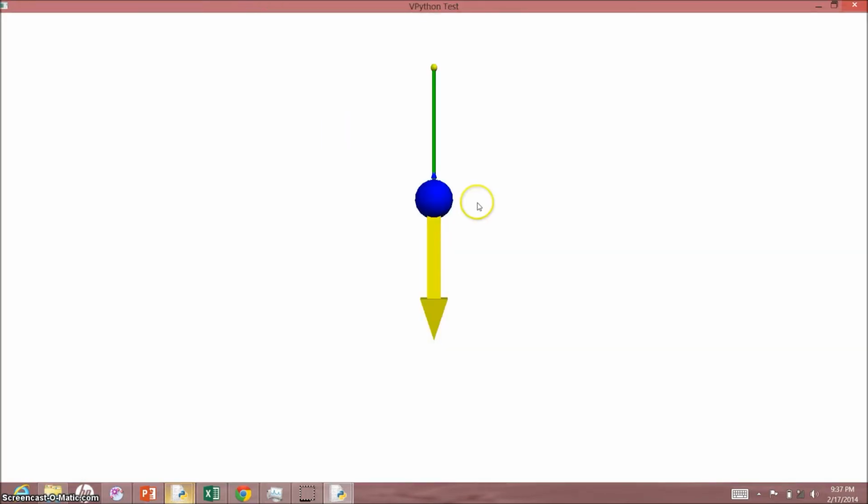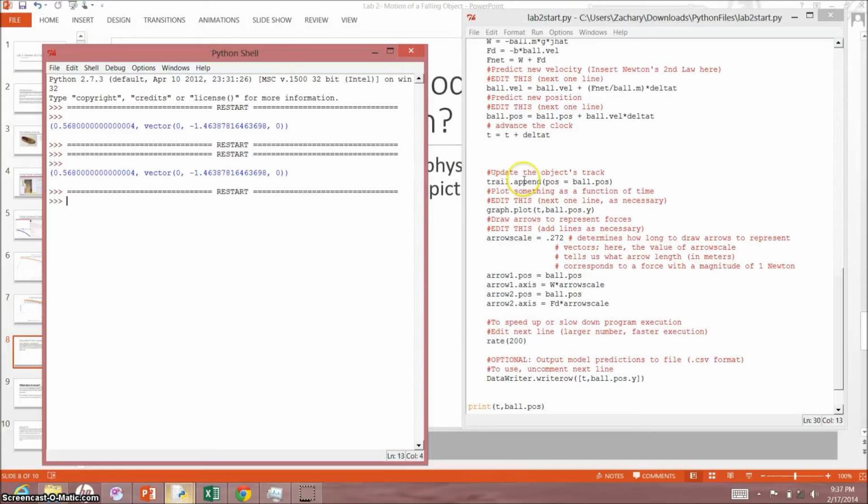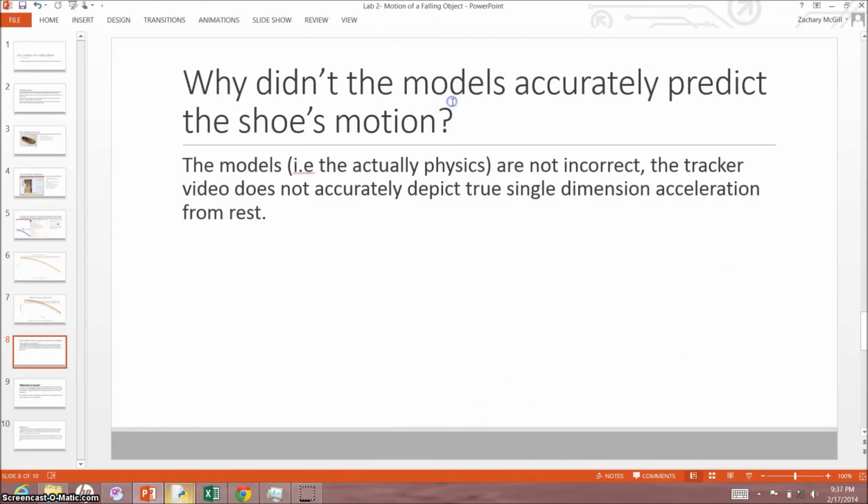Here we've got both the model that's going to look similar to the tracker graph, and then this other view which shows us the weight force as this downward yellow arrow and the drag force as this small blue arrow. And you can get an idea of how much larger the weight force is than the drag force.